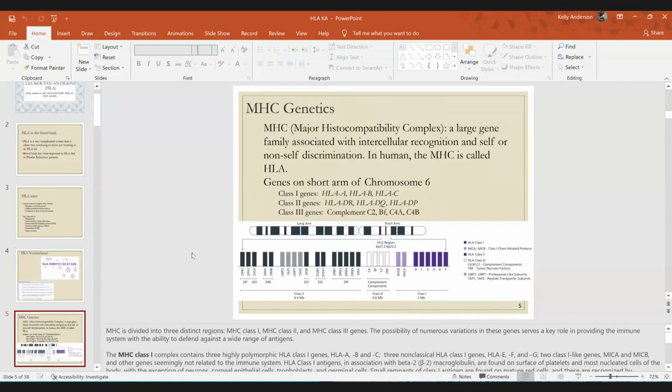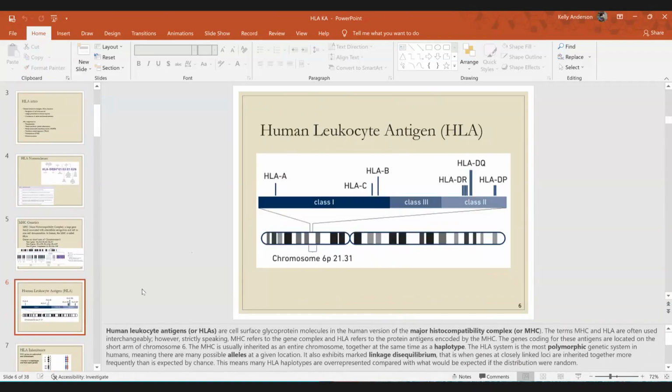And the reason we talk about HLA in transfusion is for platelets. Platelets do have class 1 antigens on them. So if a patient has antibodies, they may be platelet refractory, meaning they're going to destroy those platelets as soon as they get a transfusion. So you have to give HLA matched platelets. And that's just another picture of where the gene is located.